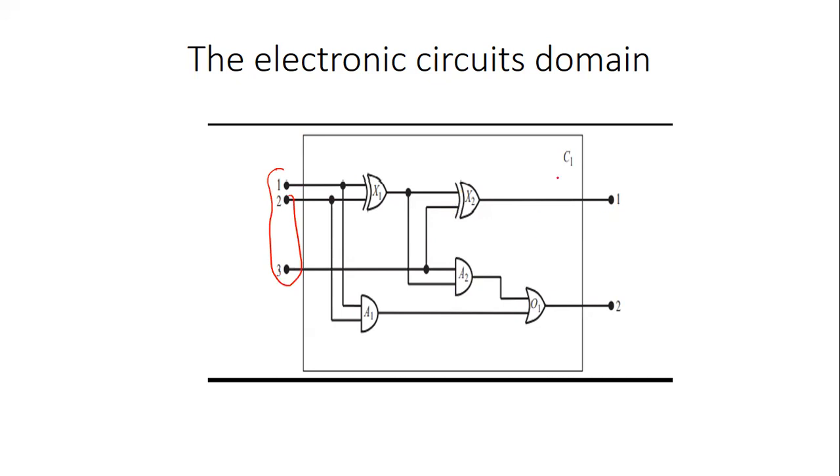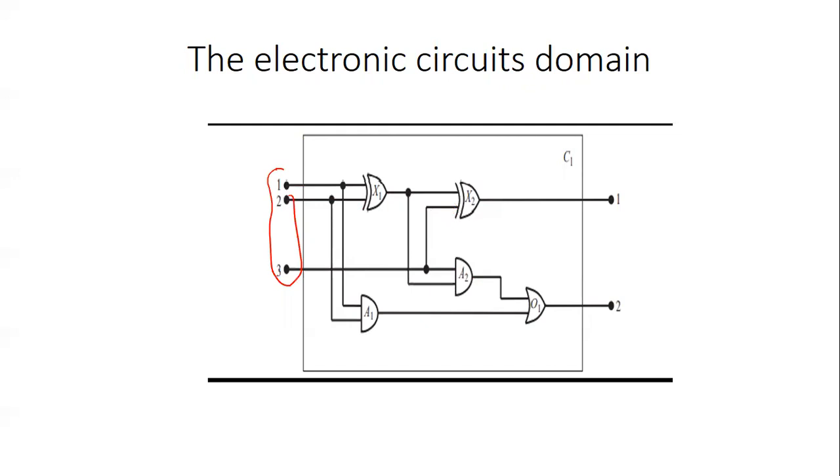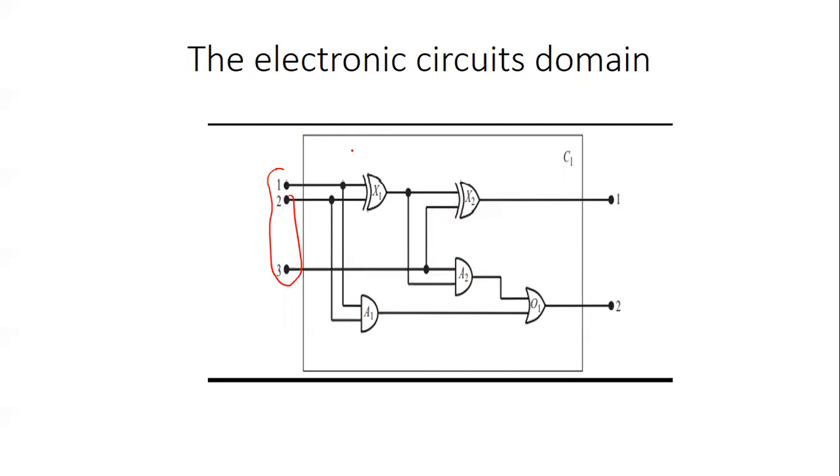So let us see how it works. First we have to identify the task. What is our task? Our task is to represent this circuit. Okay. Second is assemble the relevant knowledge. So what is the relevant knowledge here? We should know what an XOR gate is, how an XOR gate works, what an AND gate is, how an AND gate works, what an OR gate is, how an OR gate works. This information we should collect, right?